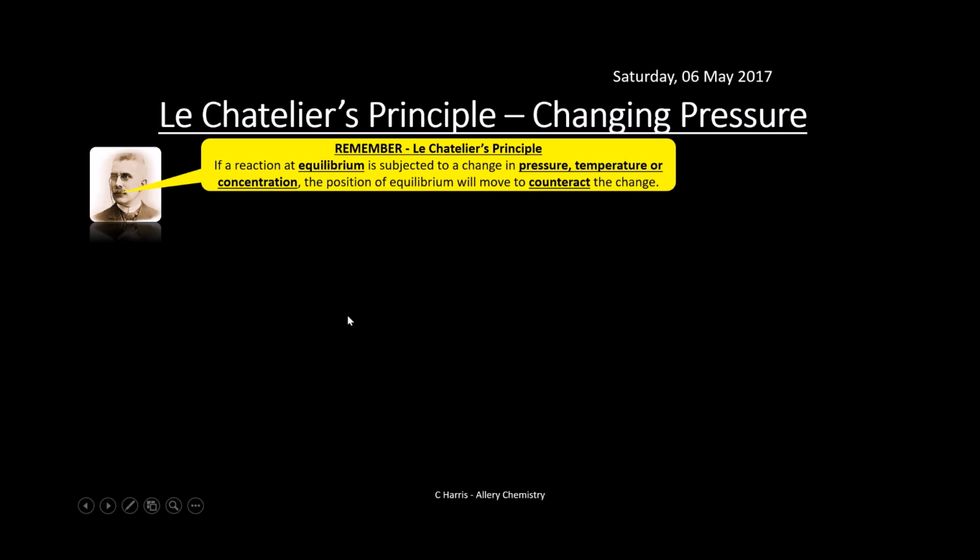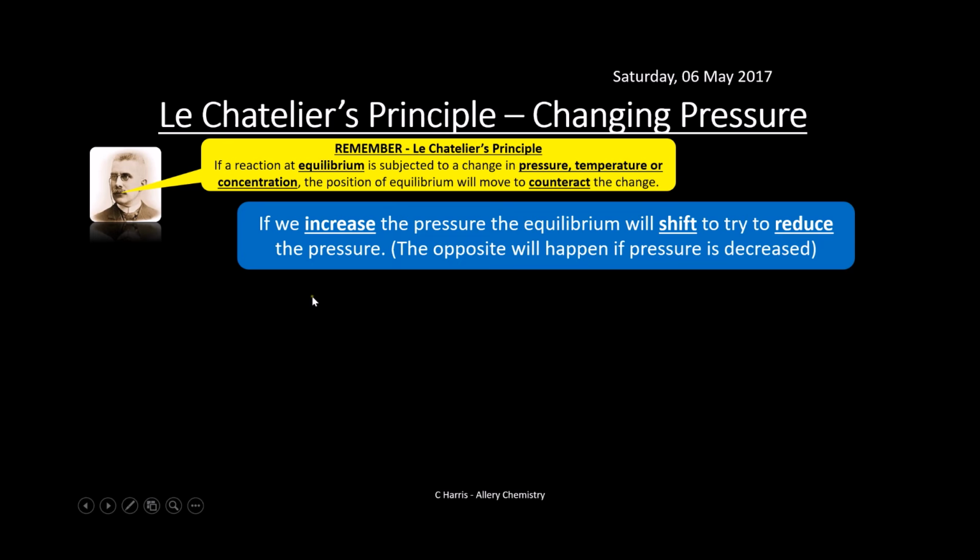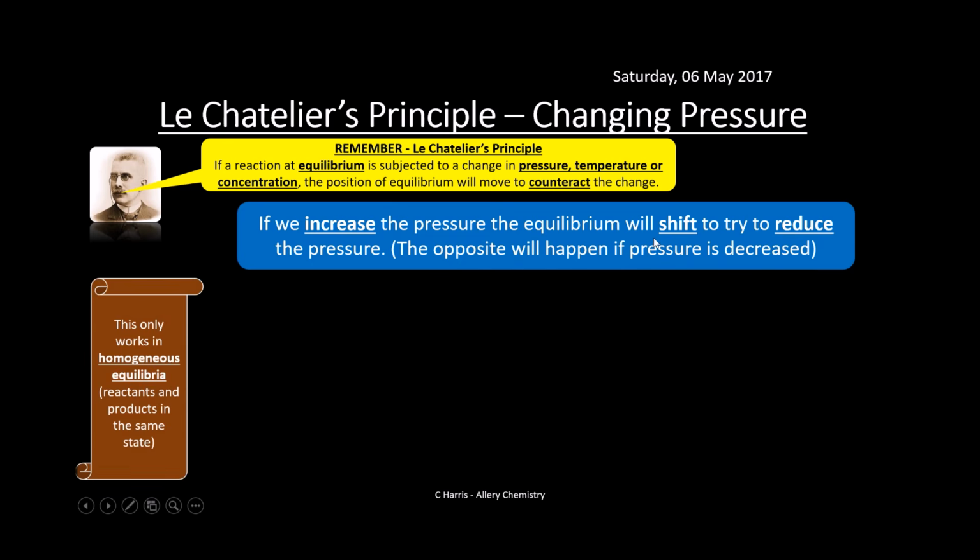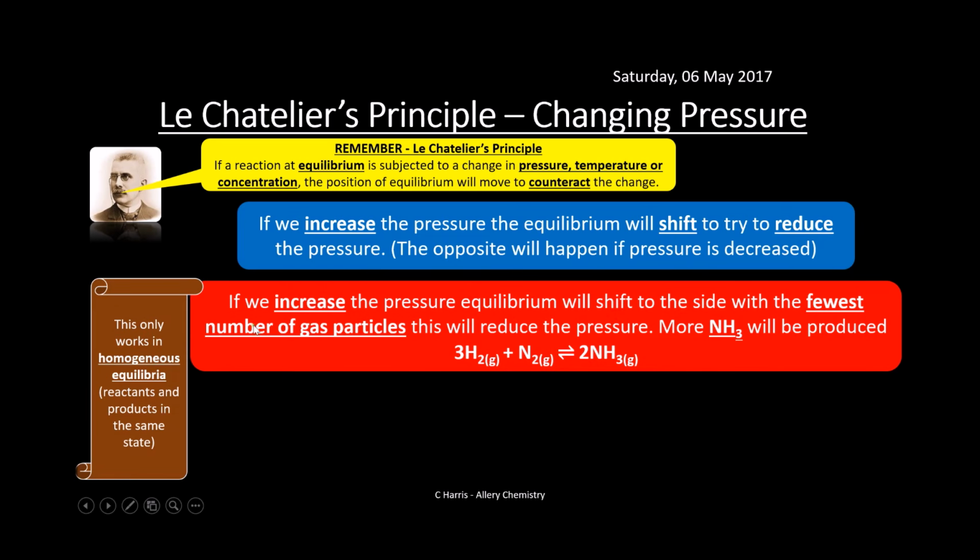Okay, let's look at it in terms of change in pressure. If we increase the pressure, the equilibrium will shift to try and reduce the pressure, and the opposite will happen if pressure is decreased. Again, this only happens in homogeneous. Let's look at an example. If we increase the pressure, equilibrium will shift to the side with the fewest number of gas particles. This will reduce the pressure and more NH3 will be produced.